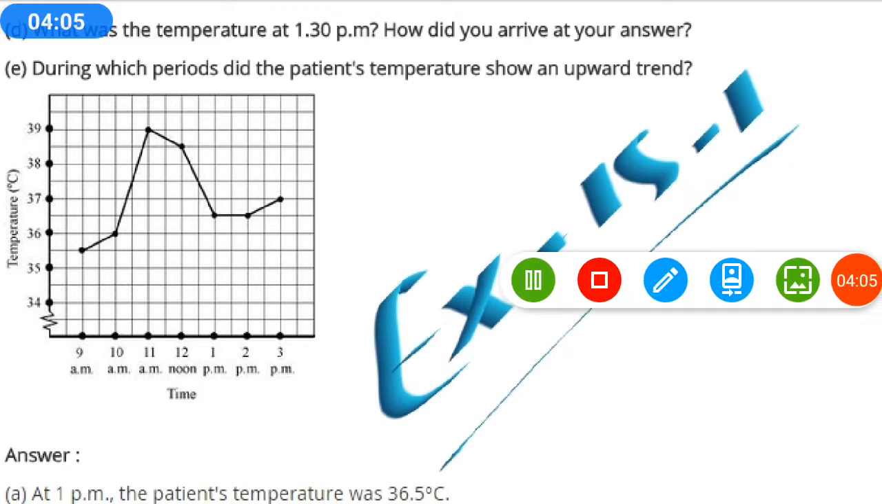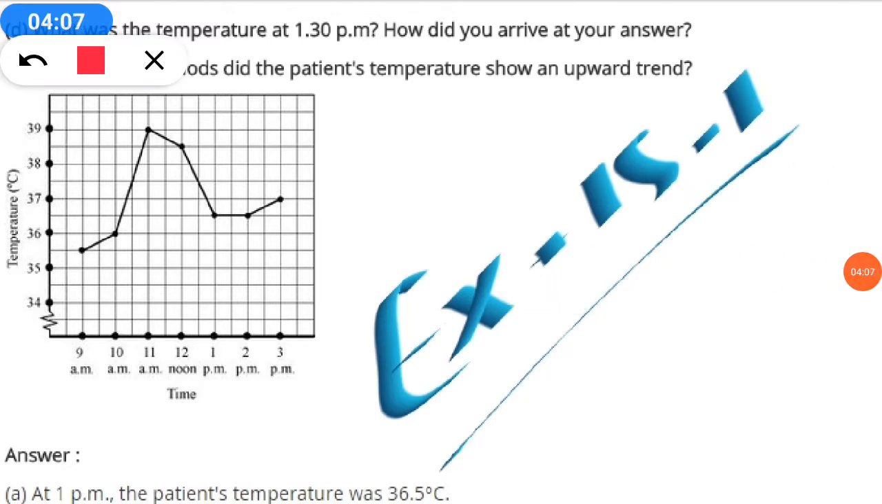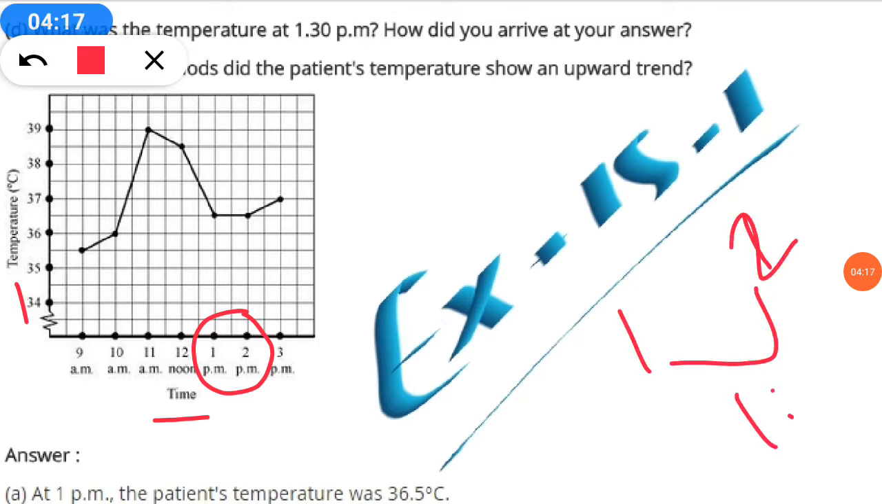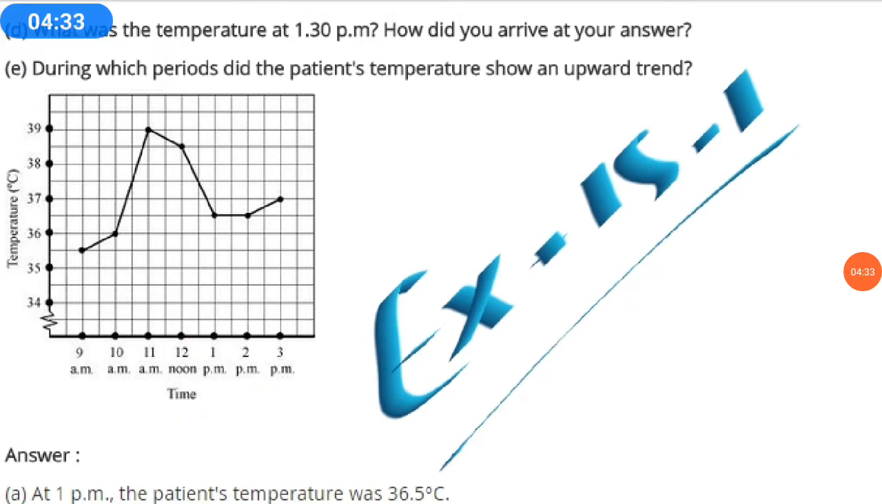So at that time we can note the temperature is here, and the time is over here. So 1:30 means it will be between the 1st and the 2nd hour. Between 1 pm and 2 pm it will become 1:30. Now it is asked how you will mention it. No temperature change is shown, so the value remains constant. So the temperature will be 36.5 itself, as it is constant.